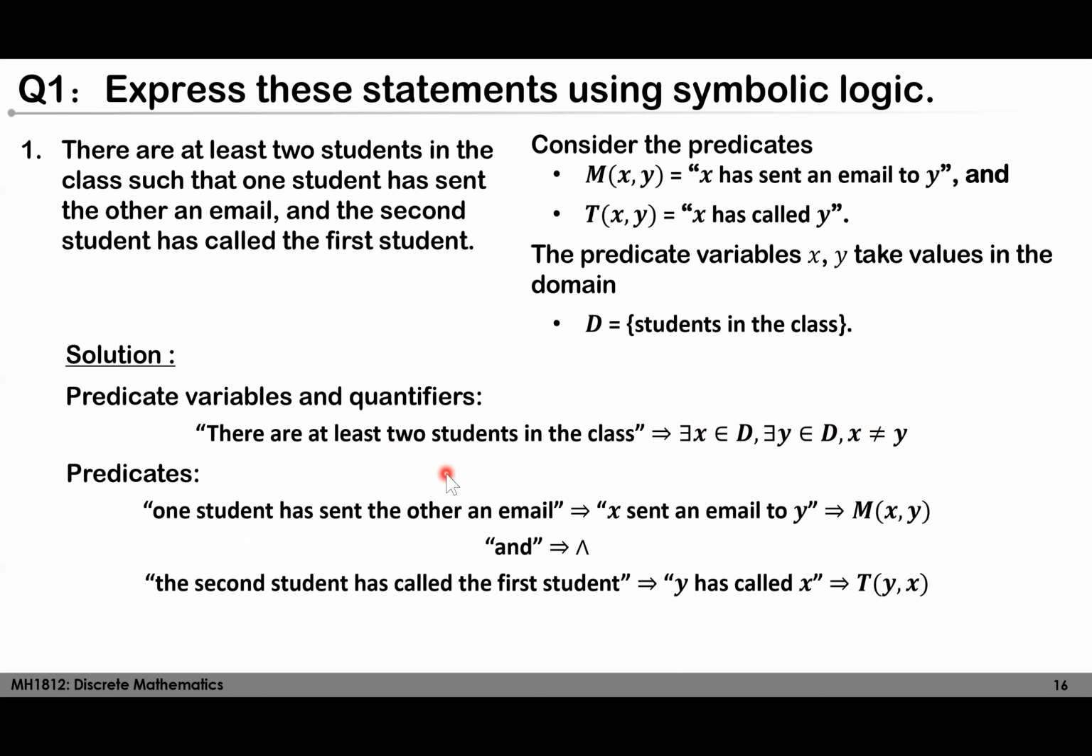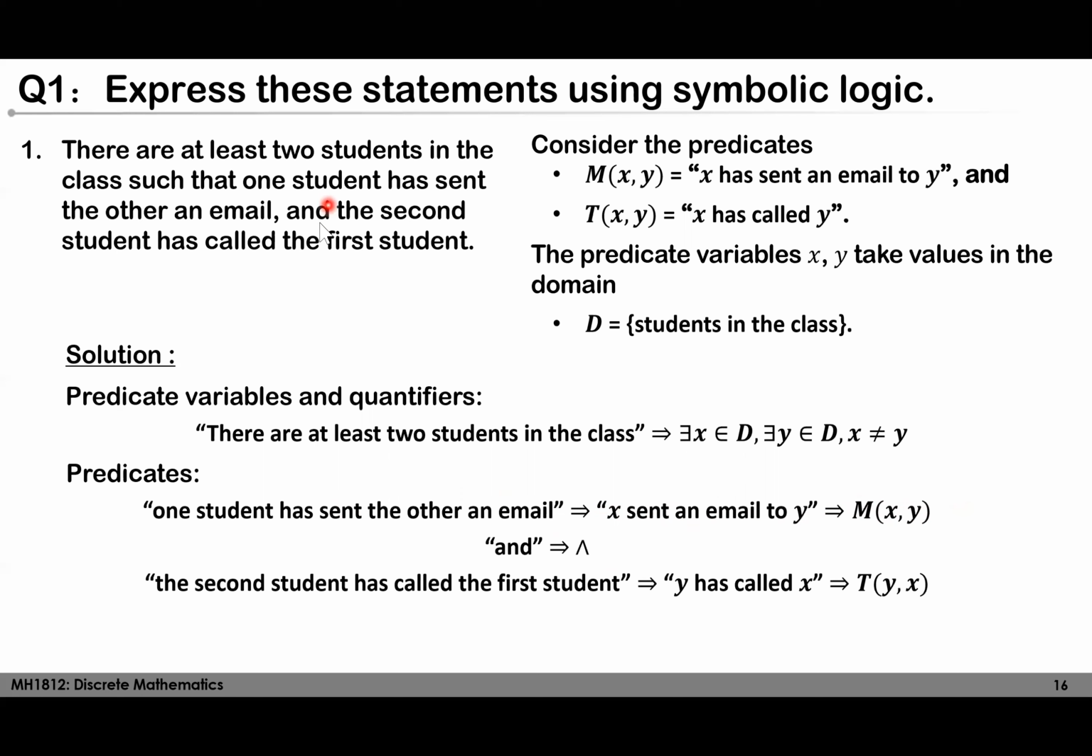And then we suppose there are 2 predicates. One is: one student has sent the other an email. So by substitution, we know it means x sent an email to y. So we translate to M of x, y in symbolic.